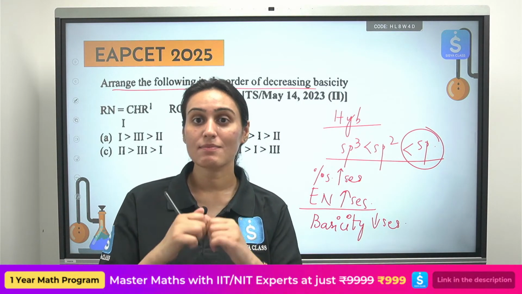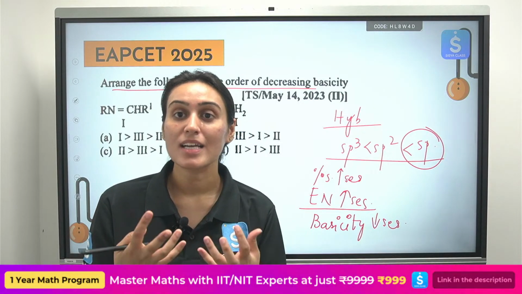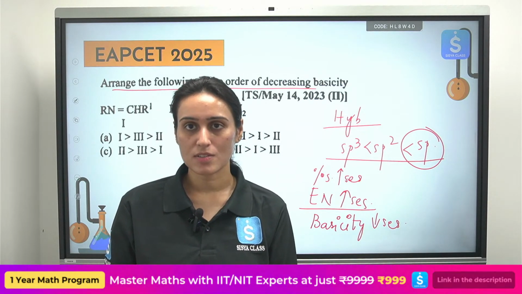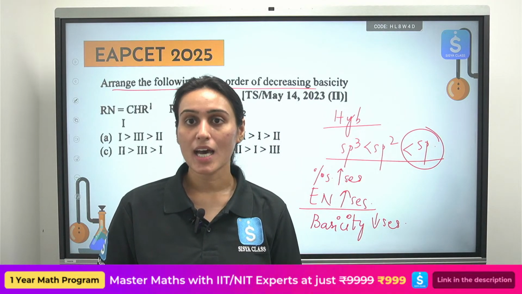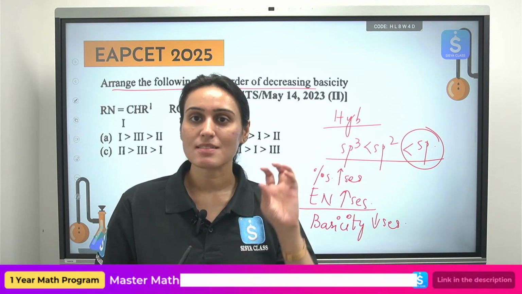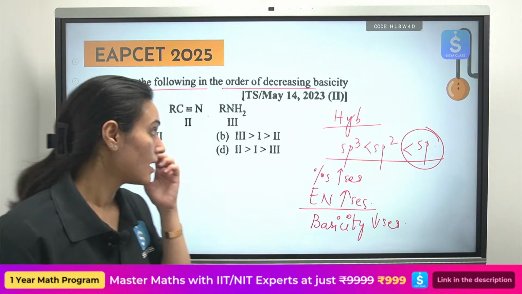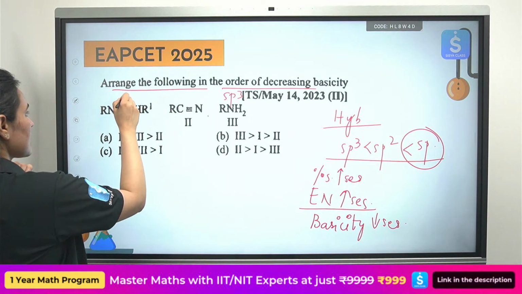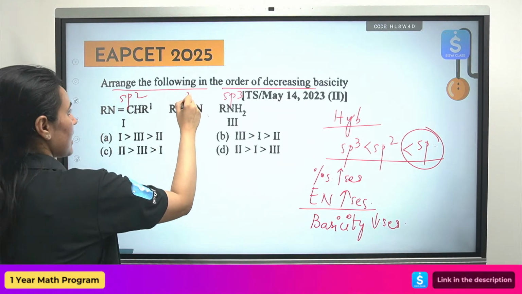If you have higher electronegativity, you don't want to donate that lone pair of electrons. You want to keep the lone pair of electrons on yourself. So if you want to keep the lone pair on yourself, you will not behave like a strong base. You will be a weak base.